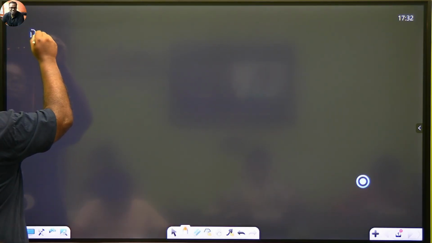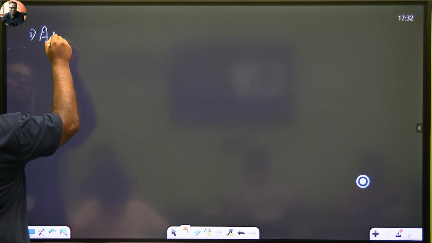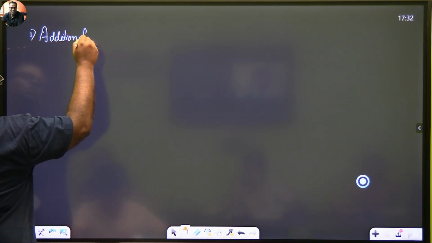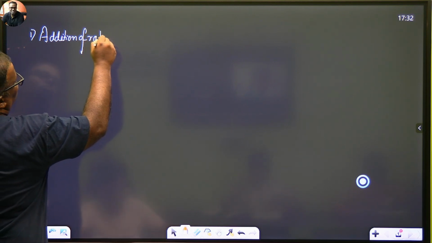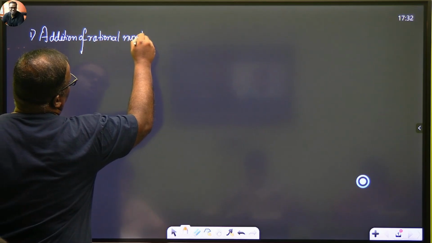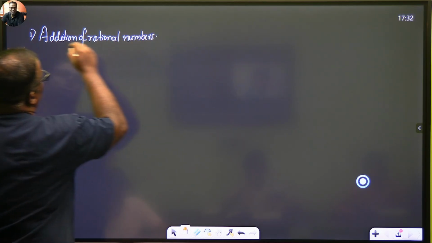So we start with the exercise, what you call 1C. Before we start 1C, some gyan we will have. Okay, our first gyan, children, our first part today will be addition of rational numbers. And I know you might be doing it with some methods, but I want you to do it in a method in which you take up a matured approach.